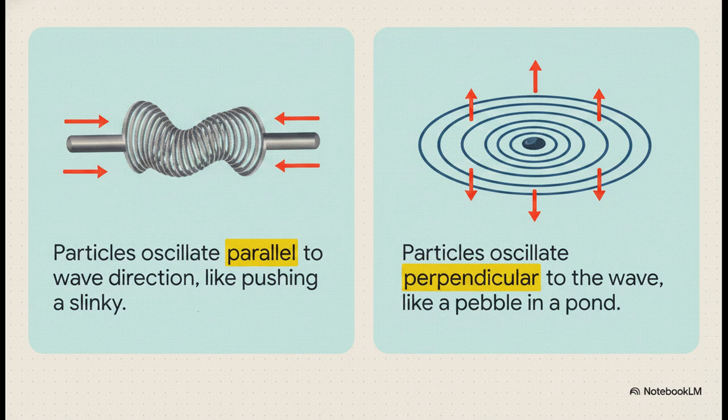Now, this is fundamentally different from a transverse wave. Actually, a good way to picture a transverse wave is dropping a pebble in a pond. The water ripples up and down, perpendicular to the outward direction the wave is actually spreading.